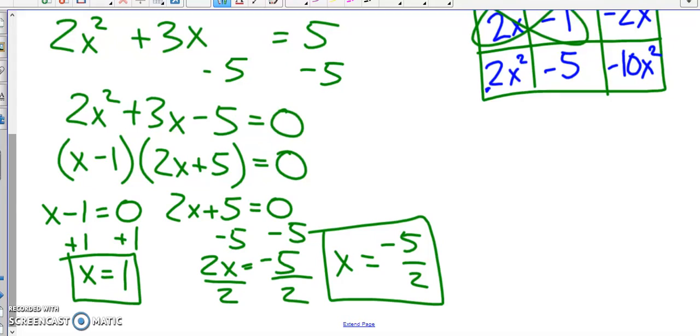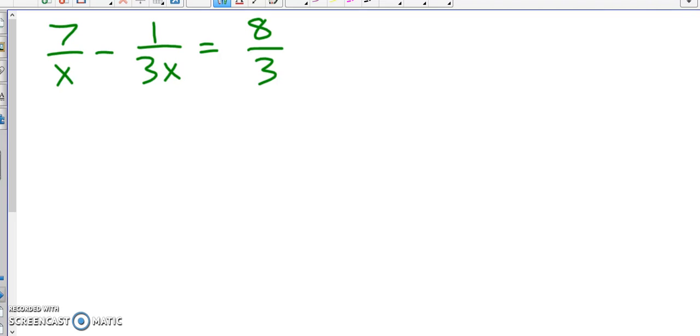All right. So let's see what happens when we start putting variables in the denominator. So if I look for a common denominator here, I've got an x, a 3x, and a 3. So the common denominator between those would be 3 times x. So in each spot, I'm going to multiply by 3x.